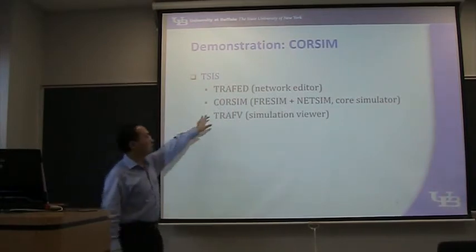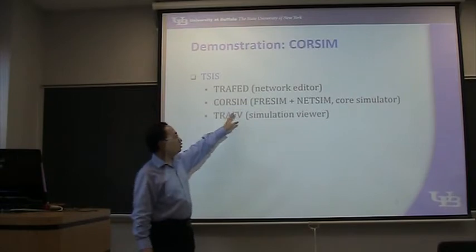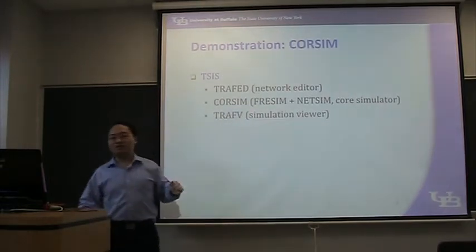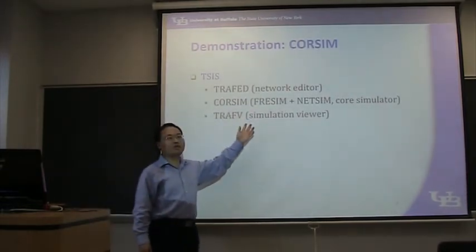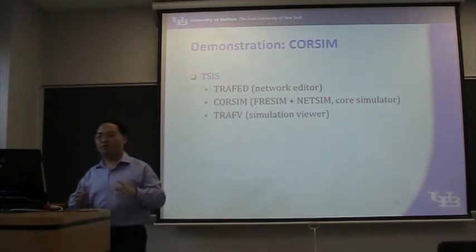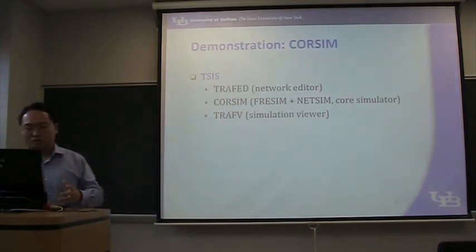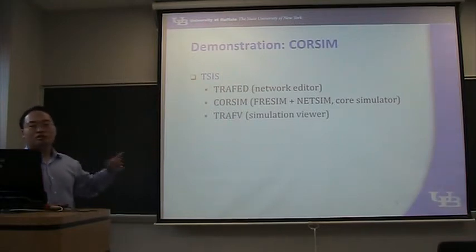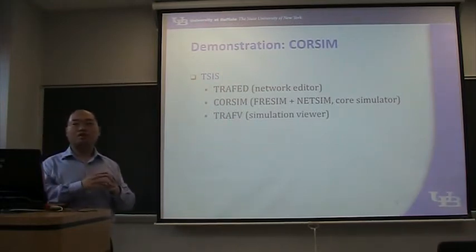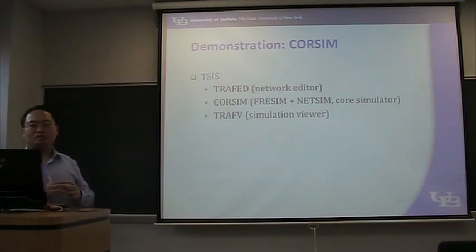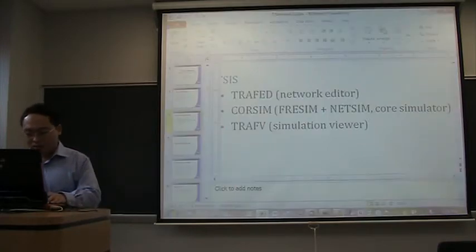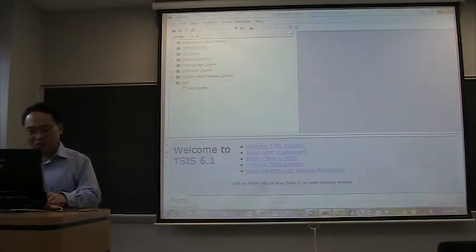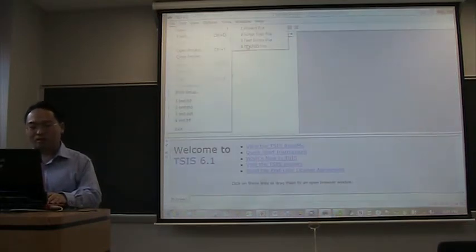And CORSIM, as I mentioned several times, is equal to 2 models, FRESIM and NETSIM. FRESIM is for freeways, and NETSIM is for urban or local roads. And the third one, TRAFVU, is a viewer. So you simulate everything in CORSIM, and the result can be viewed by TRAFVU. So it's 3 components. Now let's start using the traffic editing tool, TRAFED.